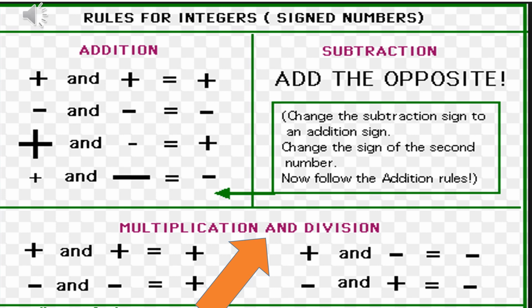The rule goes like this. Whenever you have the same signs, your result is positive. Whenever you have different signs, your result is negative. On the other slides, we're going to see other examples of these rules.